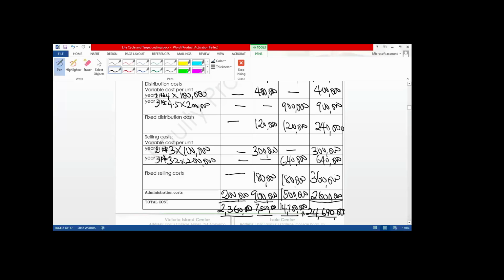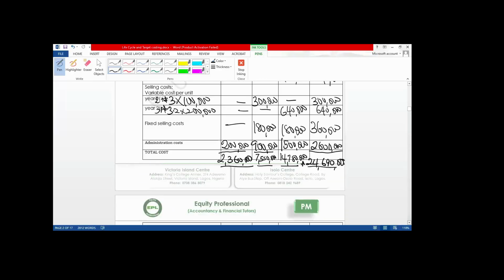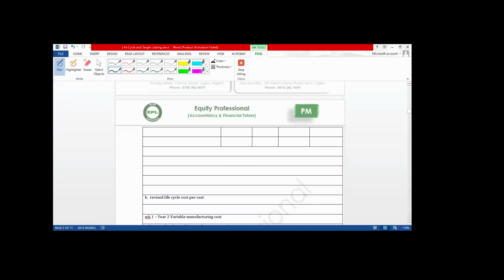We have gotten the total life cycle cost. Total life cycle cost is equal to 24,690,000.